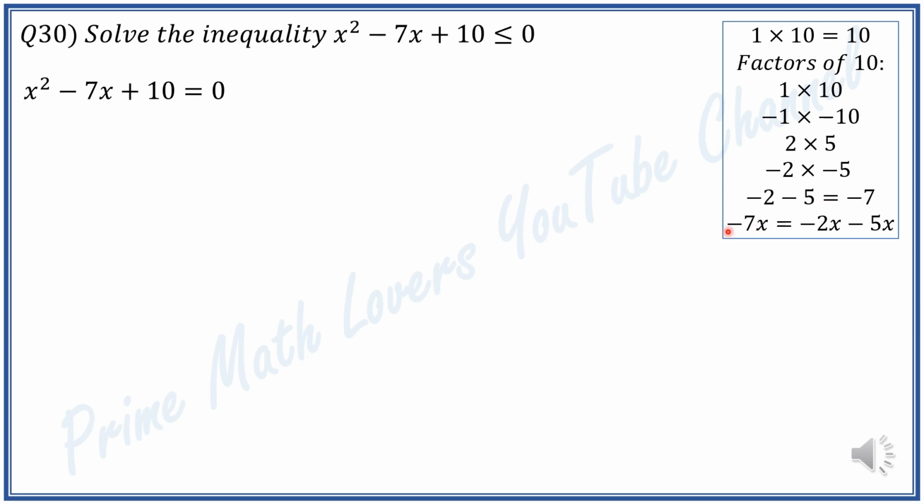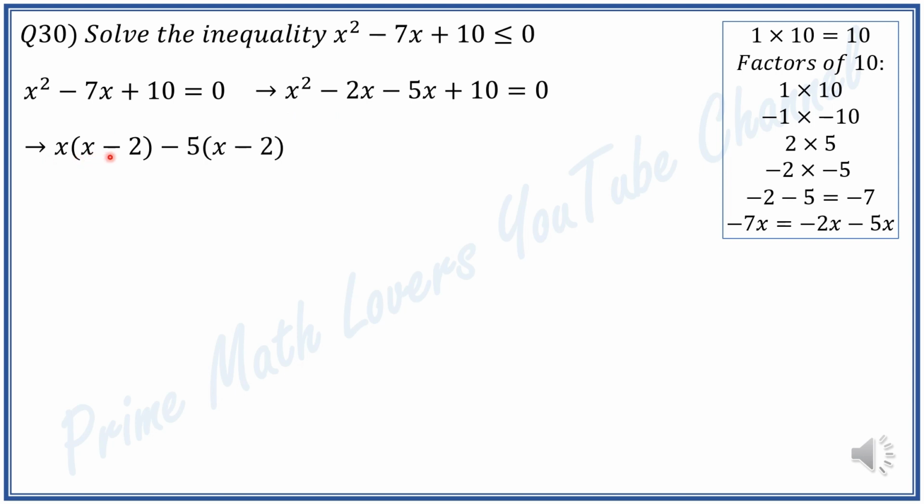And I can write negative 7x as negative 2x minus 5x. So I rewrite the equation as x squared minus 2x minus 5x plus 10 is equal to 0. Between the first two terms, I can factor out x, and between the last two terms, I can factor out 5. So it will be x times x minus 2 minus 5 times x minus 2. Then I factor out x minus 2, and I get x minus 2 times x minus 5 is equal to 0.